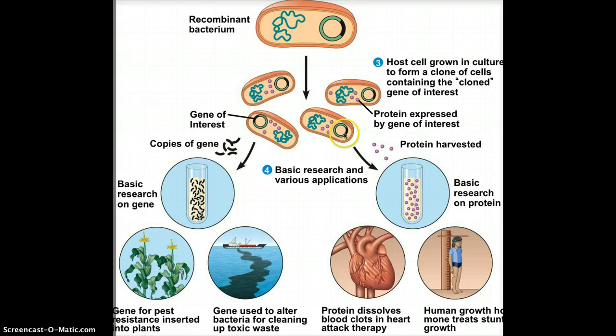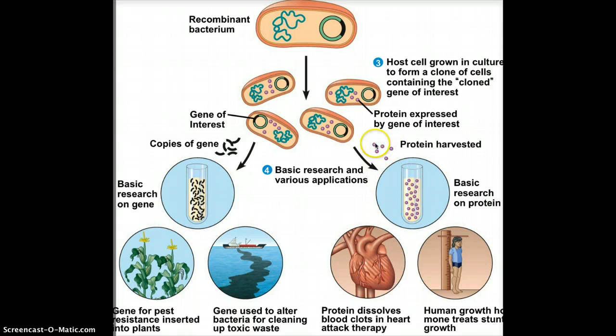Okay, so we can also use that protein. So here we're going to harvest the protein. So if it wasn't insulin, some other examples, we could do some basic research on the protein. Another protein that is produced in this exact same way, like the insulin, is human growth hormone. Or we can put a gene in that makes a special protein that dissolves blood clots in the heart.